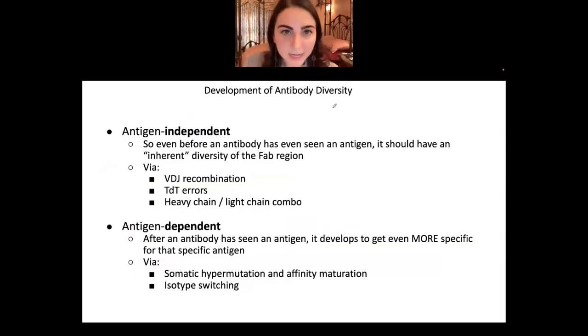So those were antibodies. Now we're going to jump into development of antibody diversity. We have to make very diverse antibodies in order to see all these different antigens that we're seeing on a day-to-day basis. There are two types of this development process: one is antigen independent and one is antigen dependent. Just think of what this phrase means.